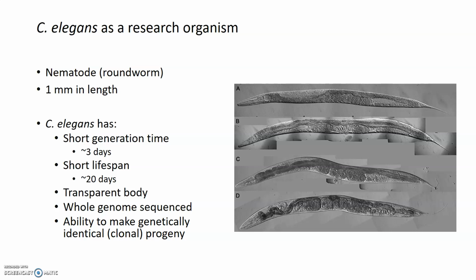And another really awesome thing about C. elegans is that their whole genome is sequenced, and it's pretty well annotated, or marked up, at this point. So you can actually use C. elegans to identify genes pretty easily that are involved in aging.